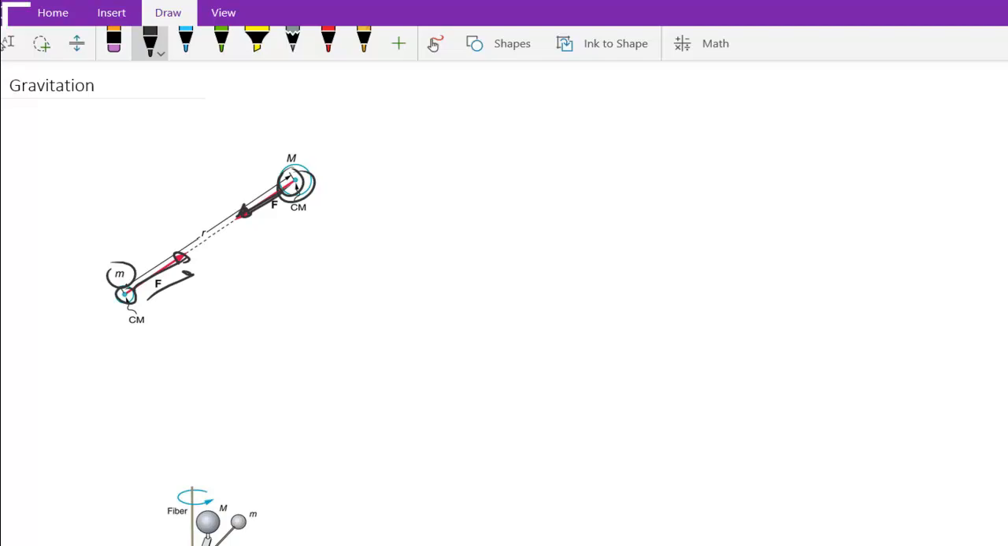And the magnitude of this gravitational attraction force, Fg, is equal to capital G times the product of the masses, m1 m2, divided by the distance between them squared. So r is the distance between them here.